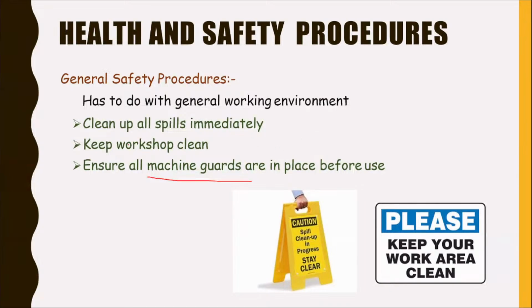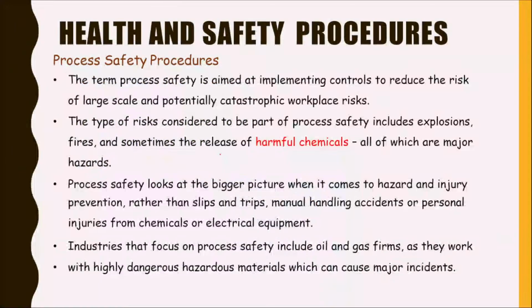Keep the workshop clean. Sometimes you can eliminate accidents or hazards by keeping the workshop clean. Ensure all machine guards are in place, protecting both people and equipment. So these are the general process safety procedures, the general things relevant to process safety procedures. Let's go through some of the most important things.